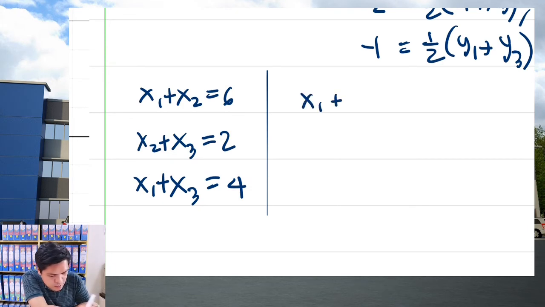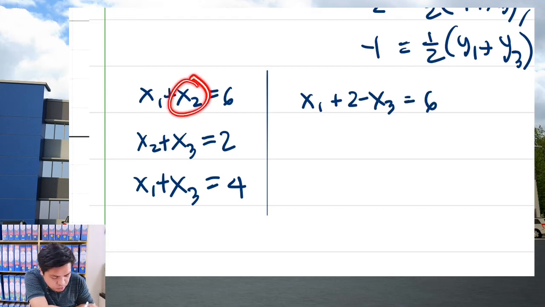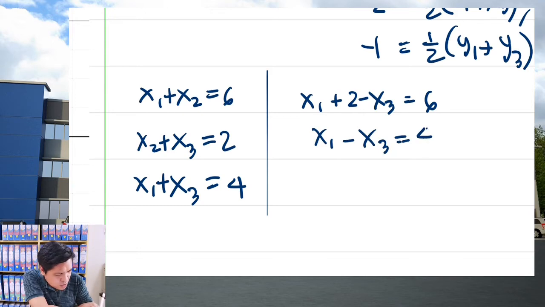x1 plus x2 is equal to 6, so x2 is equal to 2 minus x3. So that would be x1 plus 2 minus x3, which is equal to 6. So that means yung x2 dito, I'll just substitute it here. I just substituted the value of x2 from here. Okay, so that means x1 minus x3 is equal to 4.